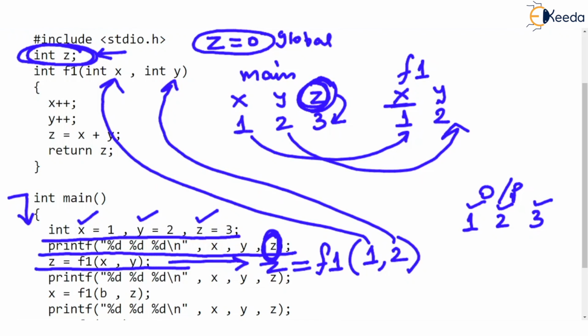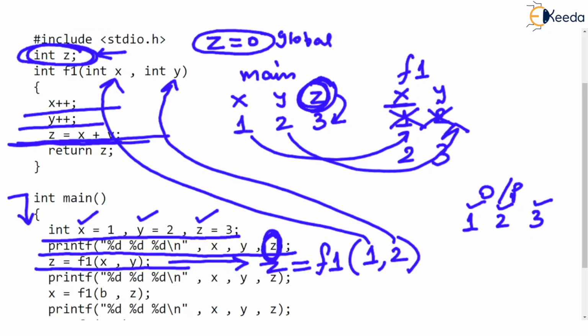Okay, and when the function begins, as I am underlining the statement, x plus plus, y plus plus, and z becomes x plus y. Now listen carefully. x plus plus here is x of f1. So x becomes 2. y becomes 3. But these are the changes made in the local parameters x and y of f1. And check the third line which I am again underlining. z should become equal to x plus y.